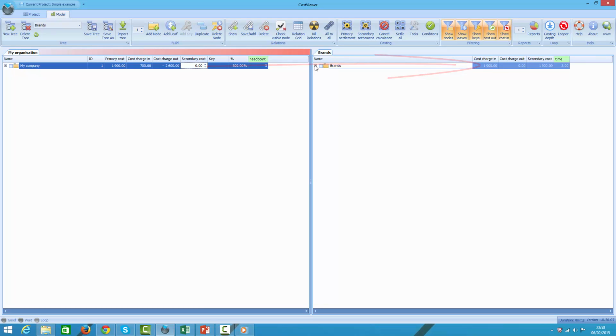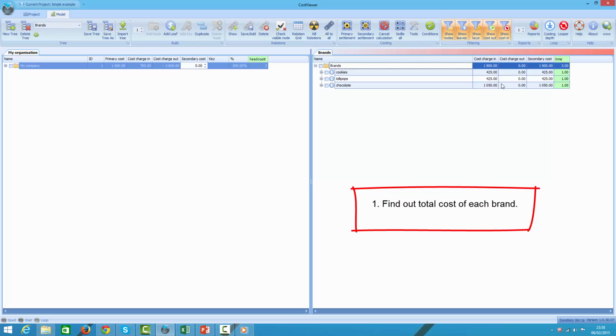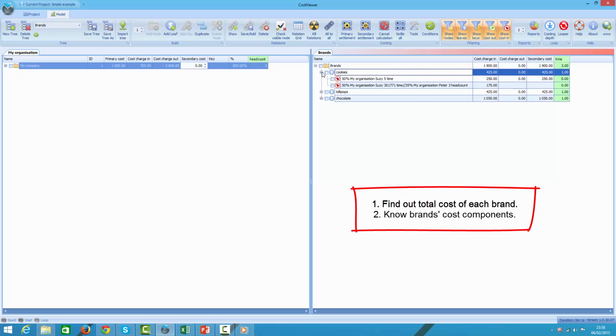If we expand the tree, we can already see the answer to our first question. We can tell what each brand's cost is. To answer our second question, we need to expand the nodes. Let's take a look at the cookies brand first.